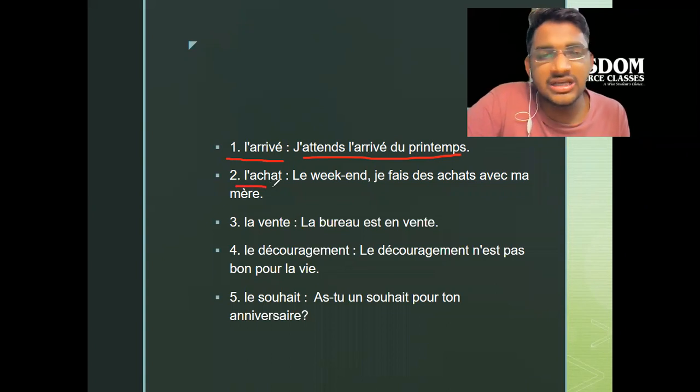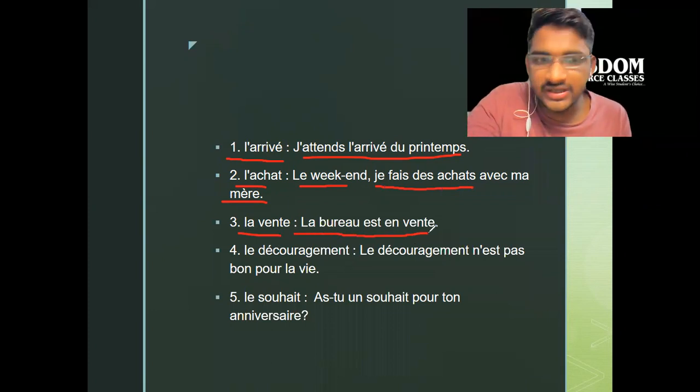L'achat, achat is purchases. Je fais des achats, I do purchases with my mother on the weekend. La vente, vente is sales. Vendre was the verb, meaning to sell. La vente is sale, and the office is on sale. Le bureau est en vente.